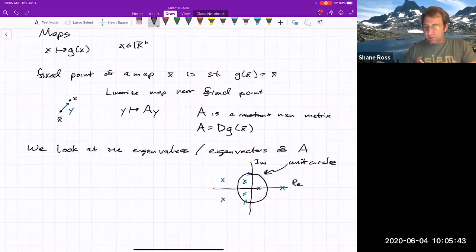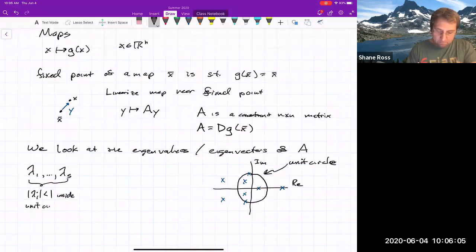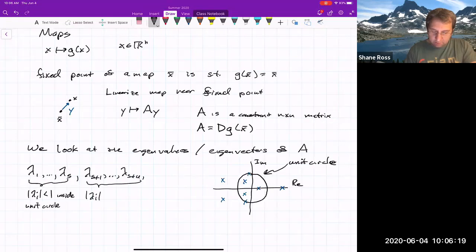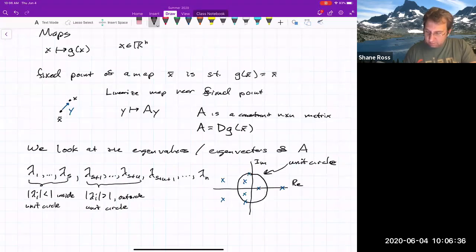So we group eigenvalues according to whether they're inside, outside, or on the unit circle. So lambda one through lambda s, their modulus is less than one, so they're inside the unit circle. And then lambda s plus 1 to lambda s plus u, these are those eigenvalues that have their modulus outside the unit circle. And then the last grouping, these are c eigenvalues, right? n equals s plus u plus c. These have their modulus on the unit circle.